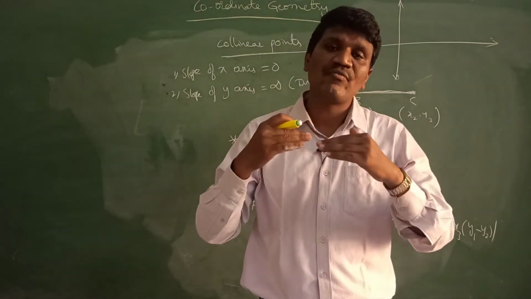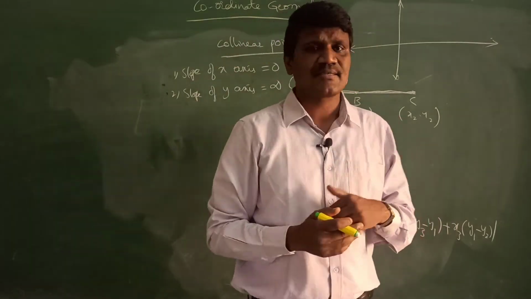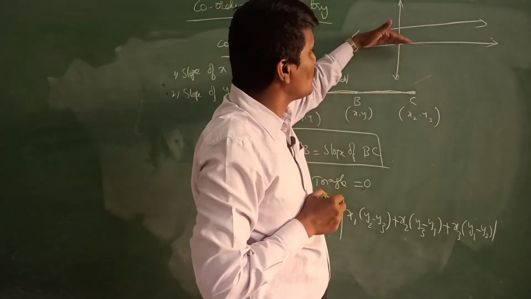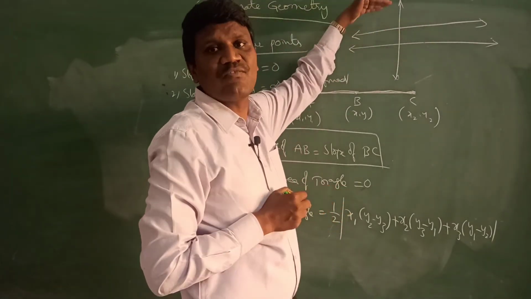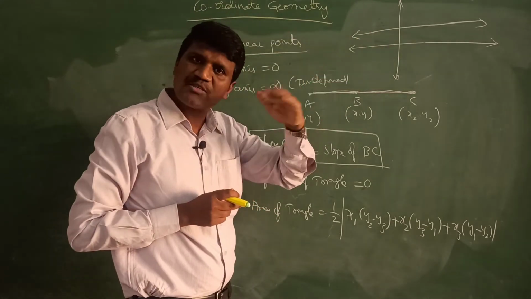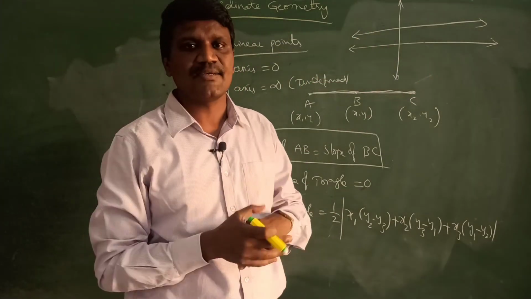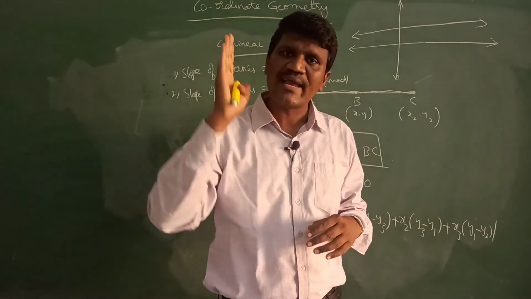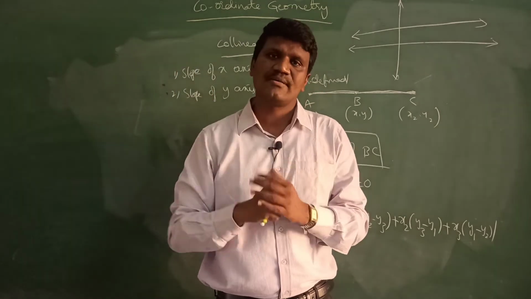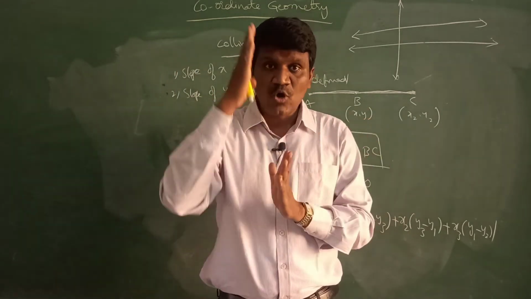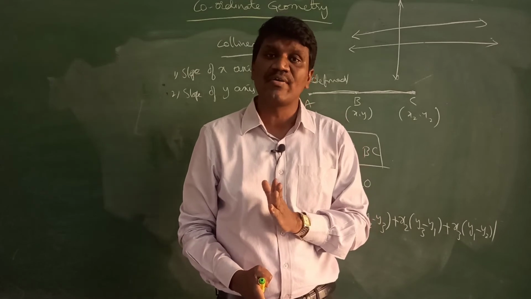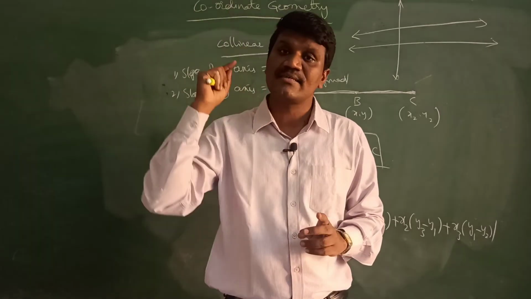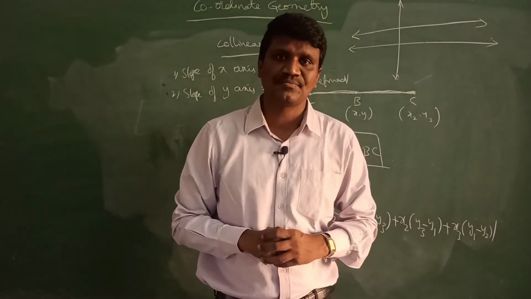Or else, the slope of a line which is parallel to the x-axis. Suppose this is the line which is parallel to the x-axis. Both slopes are equal. In fact, the slope of a line which is parallel to the x-axis is also 0. Slope of the x-axis is 0, and the slope of a line parallel to the x-axis is also 0. Next point, the slope of the y-axis is undefined or infinity. In the same way, the slope of a line which is parallel to the y-axis is also undefined.